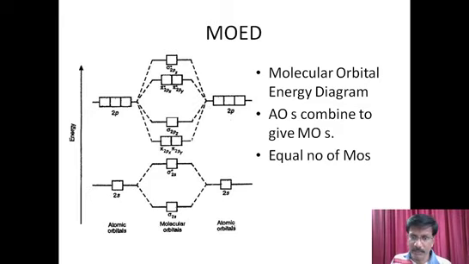And the second advantage of MOED is we can calculate bond order. That is, how many bonds are there. For example, H2, hydrogen-hydrogen, has only one single bond. If you take nitrogen, N triple bond N, it has bond order 3. So this bond order can be easily calculated by using MOED.